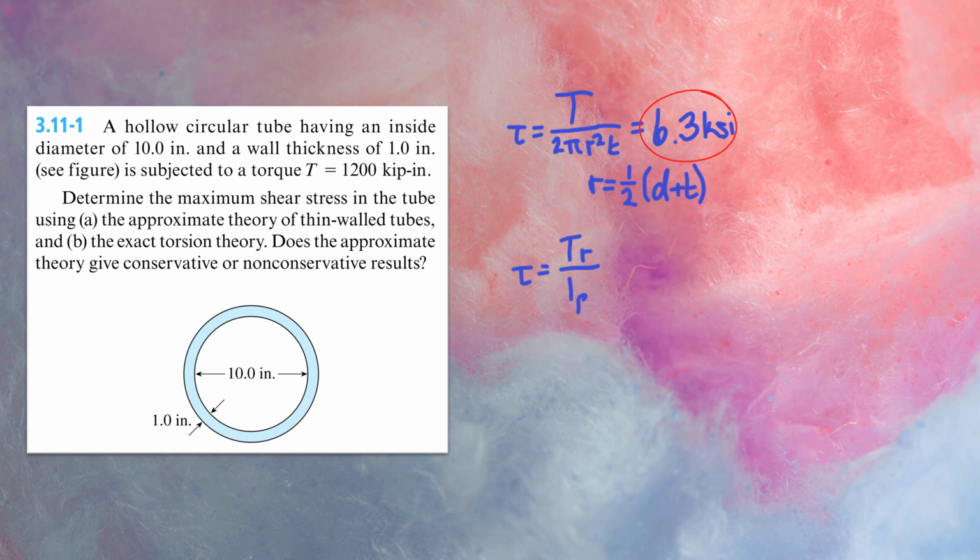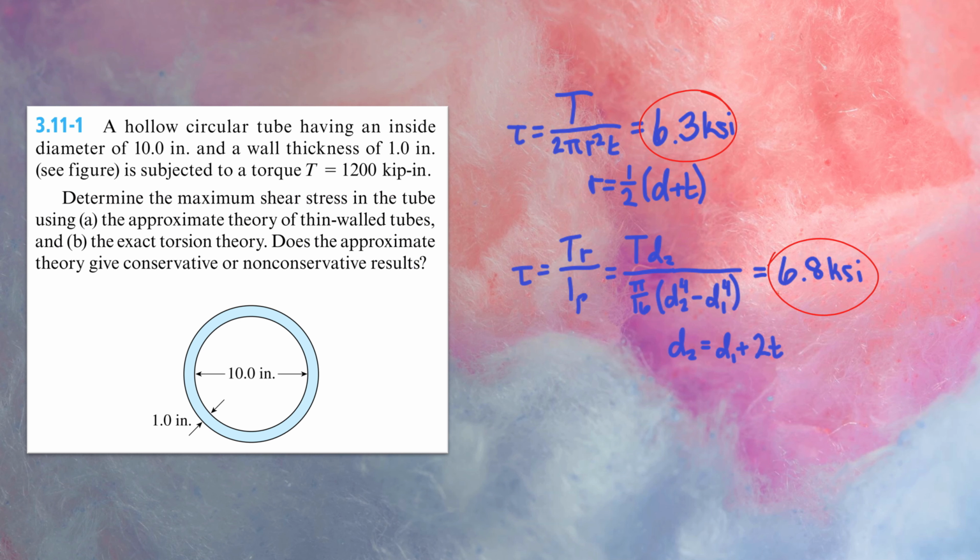Next, for the exact torsion theory, we have to use the equation we all know and love, TR over I polar. It gives us this whenever we plug in our polar, and keeping in mind that R is half of the outside diameter, we can plug everything in and get our answer.